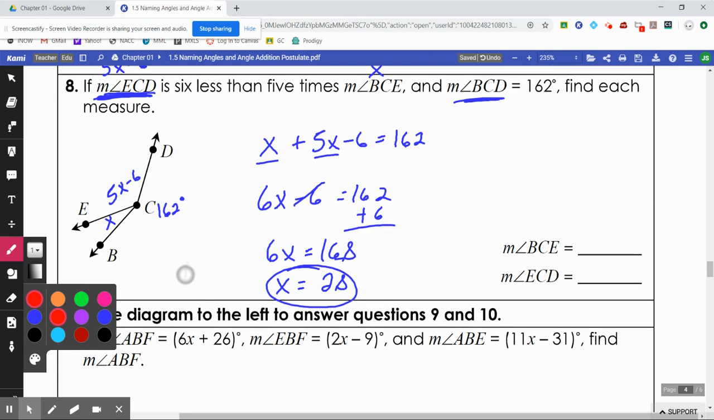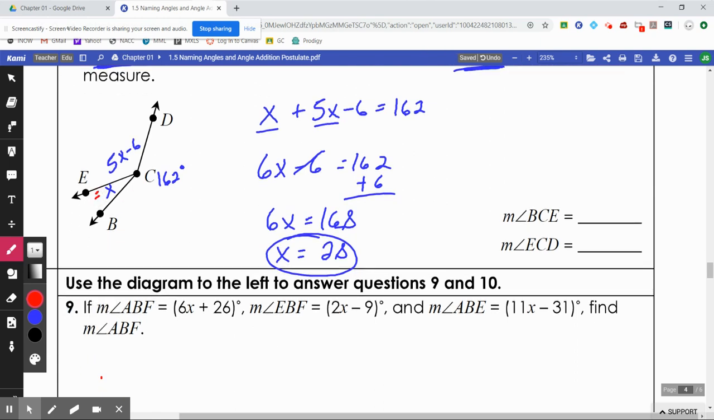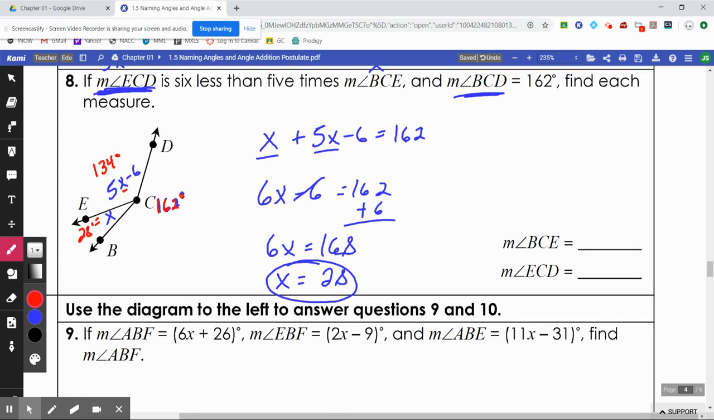Now it's easy to plug that in for our first angle. That's x is 28. Now this one is 5 times 28, which is 140. 140 minus 6 is 134, and you can check that. So my three angles are 28, 134, and 162. If you add 28 and 134, you do get that 162. Now the next question is, is this angle 6 less than 5 times this angle? If you do 5 times this, you get 140. 6 less than that, yes, it's 134. So BCE is 28 degrees, and the ECD is 134 degrees.